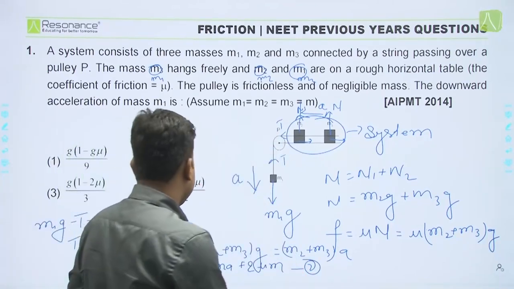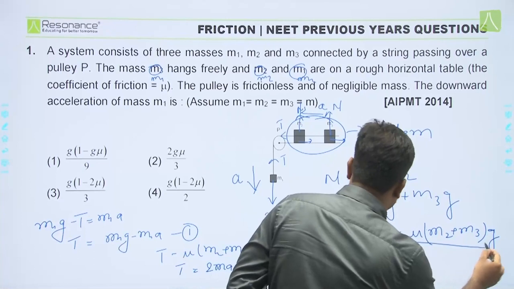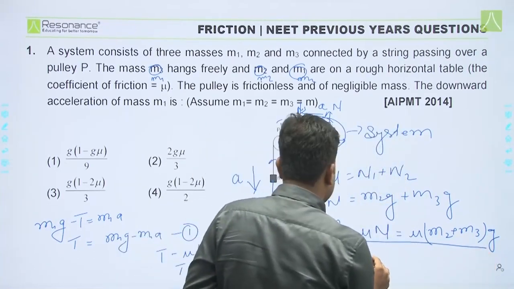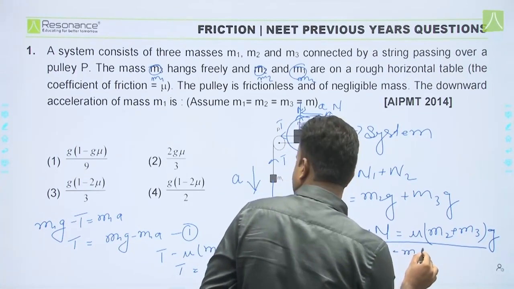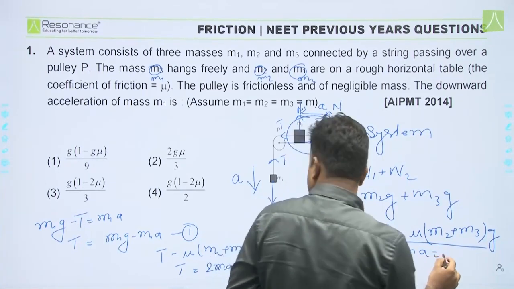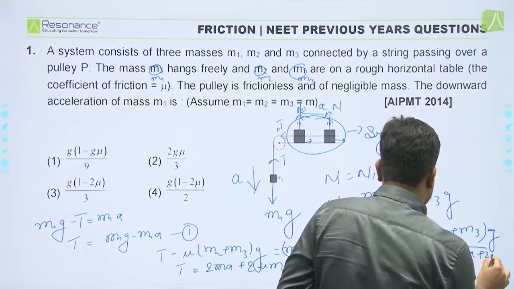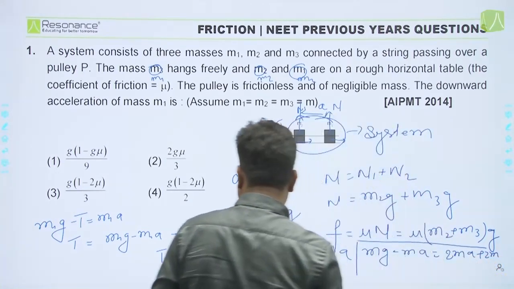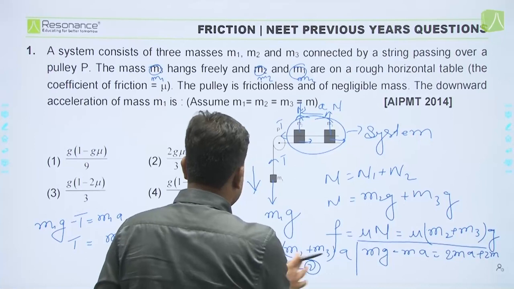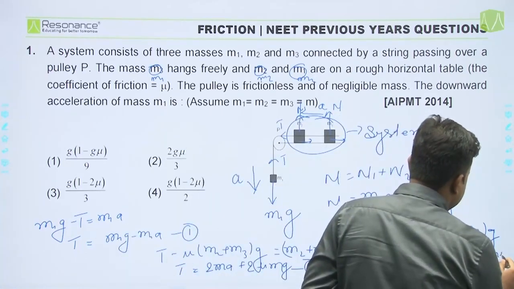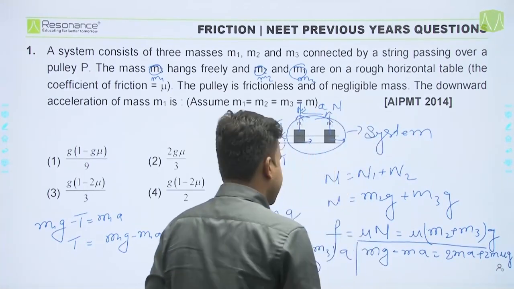Equate first and second. If you equate, what will you get? Now the first and second, here I am writing after equating. So the first equation is M into G minus M into A is equal to 2MA plus 2M into mu into G, yes, G is also here, this one came to this side. Okay, from here what we have to calculate? A.